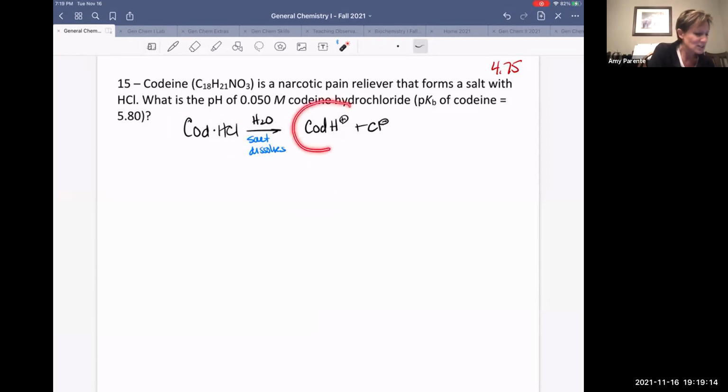So we essentially have something here that resembles what we thought about doing when we had NH4 plus. Keep that in mind as you think about NH4 plus. This was a molecule that acted as a weak acid. So that's the same here. We've got that guy who's going to be acting as a weak acid, but we're given the pKb value.